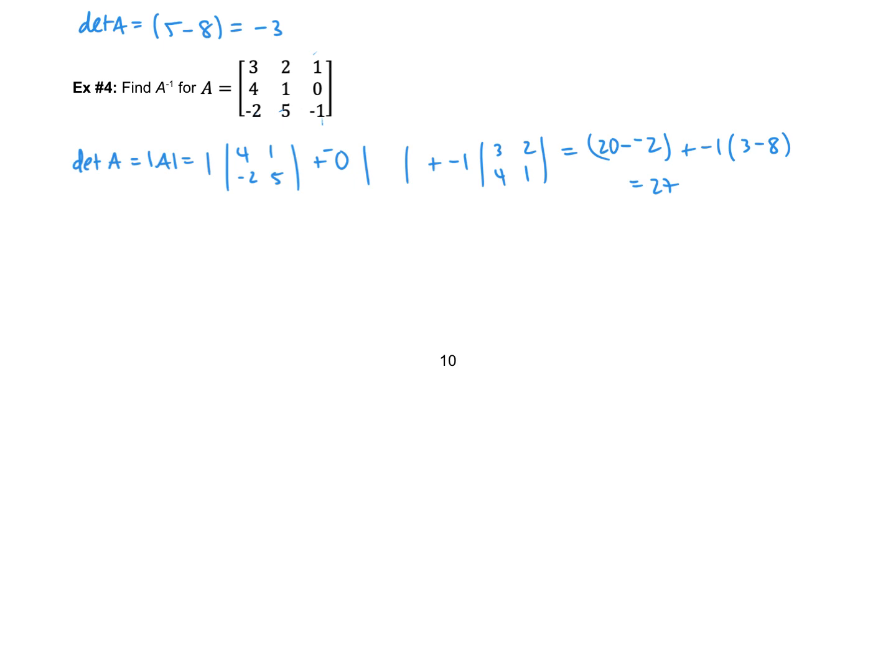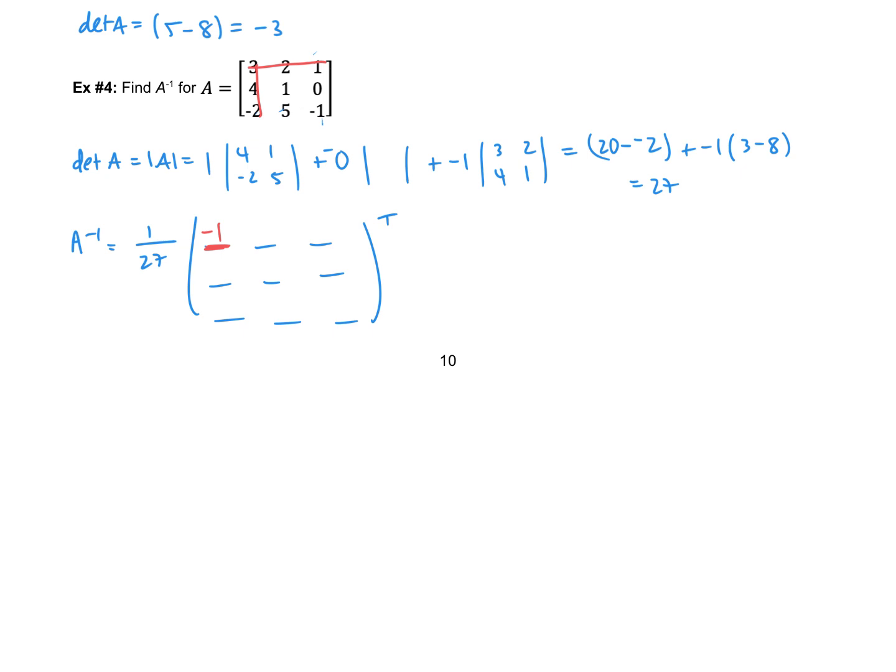Okay, so then what I'm looking at, my multiplicative inverse is going to be 1 over 27, and I'm going to have a 3 by 3 matrix that I'm then going to have to transpose. Okay, so if I start with this first term, I'm going to delete the row and the column that it's in, and then I'm going to find the determinant of the matrix that's left. So I get negative 1 subtract 0, which is negative 1.